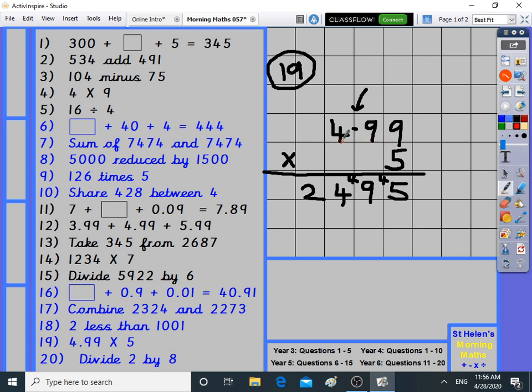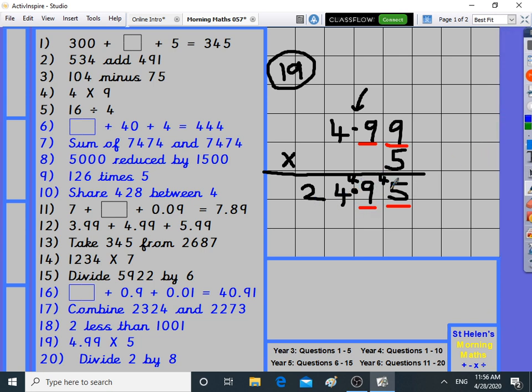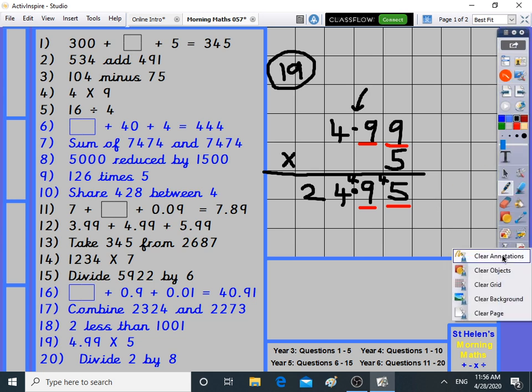So how many decimal places in the question? 1 there, 1 there. That is digits after the point, decimal places. There's none in the 5 because it's got no decimals. So 2 decimal places in the question. That means we must have 2 in the answer, which means the point must go here. And 24 and a bit is actually close to my estimate of 25, isn't it? 24.95 is actually very close to 25. If it was pounds, it's only 5p less than £25. Let's move on to the last one.